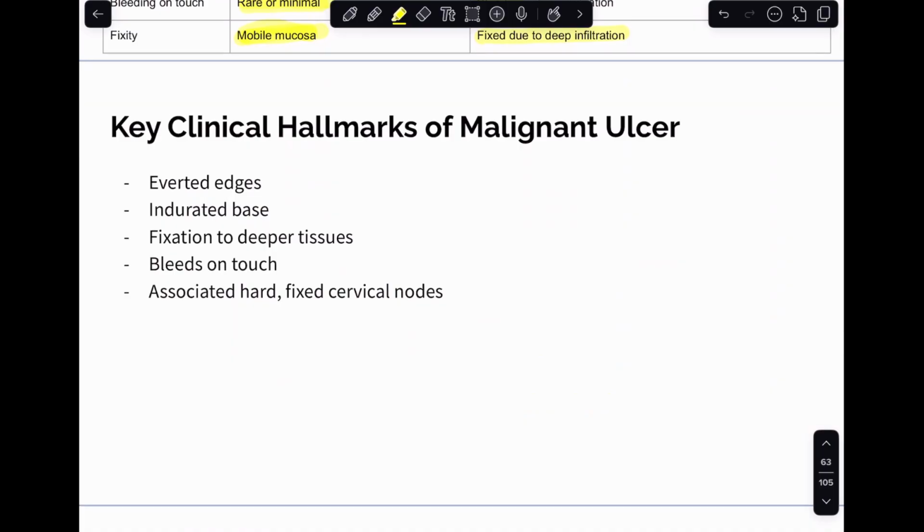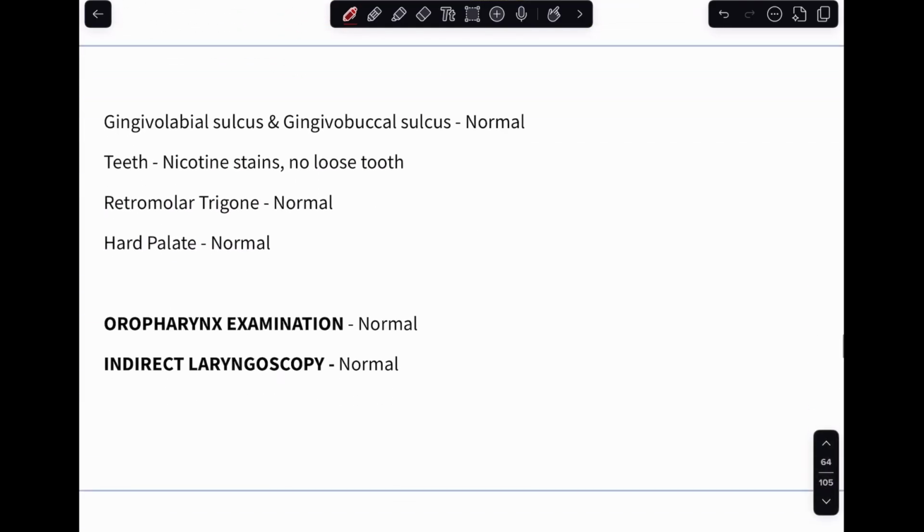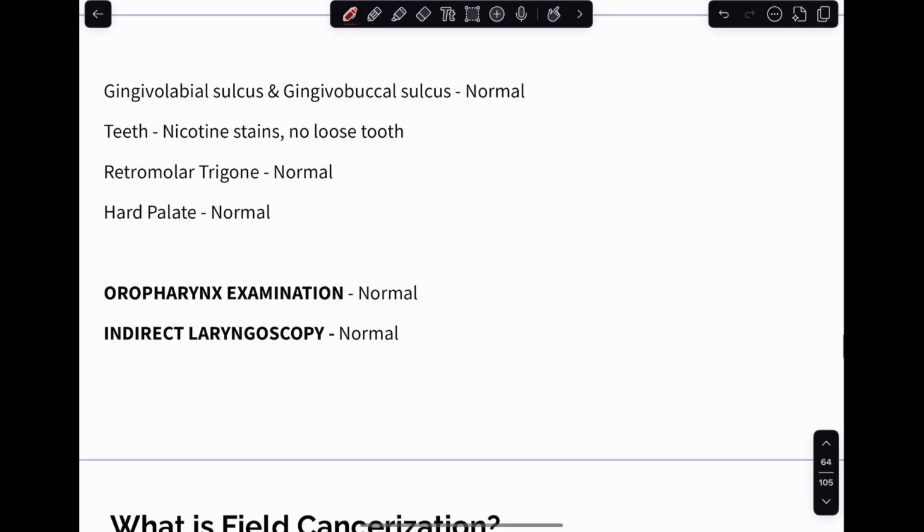So the key clinical hallmarks over here that we have found out in case of malignant ulcer is they'll have rolled out everted edges, which is a typical characteristic of a squamous cell carcinoma, indurated base, which will help us in determining our surgical margins. It'll have fixation to deeper tissues, bleed on touch, and they'll probably be associated with hard and fixed cervical nodes. But this is not a necessity, it depends on the primary. Rest of it, we found that gingivolabial sulcus and all of that has been normal. We also examined the oropharynx and we also saw the larynx with indirect laryngoscopy.